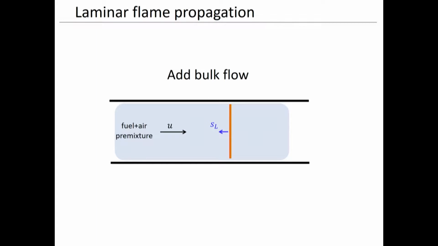And so if SL is less than U, then the flame will propagate to the right, and essentially will just blow out of the tube. And so that's called blow off or blow out. And if the incoming bulk velocity is lower than the flame speed, then the flame speed is larger, it's going to overcome this lower velocity, it's going to propagate to the left. And so that is what we call flashback.